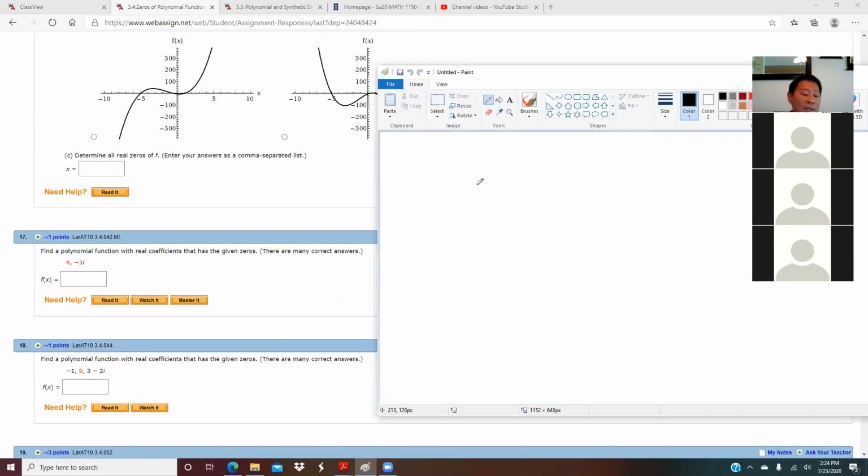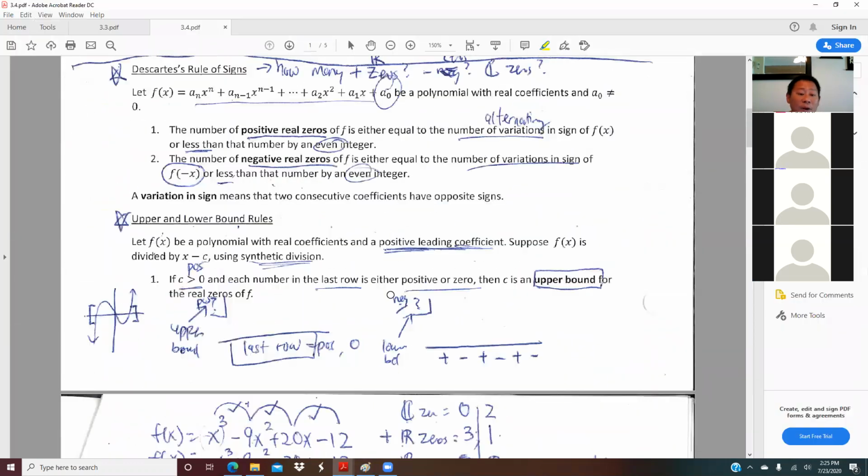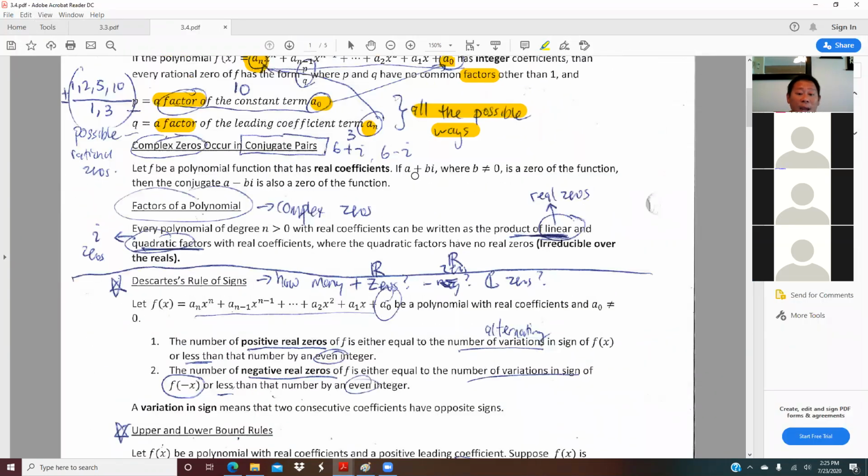So the first thing is, do not forget that there is a conjugate zero theorem that is very important. What does the conjugate zero theorem say? This is the conjugate zero theorem: if a plus bi is a zero, a minus bi is also a zero. So that means that if you have i terms, you have to know that there are multiple i terms, 2 i terms.